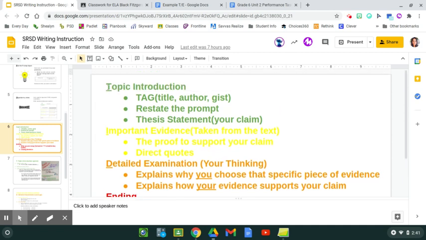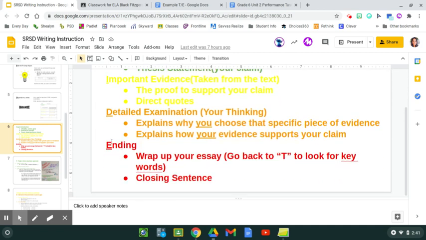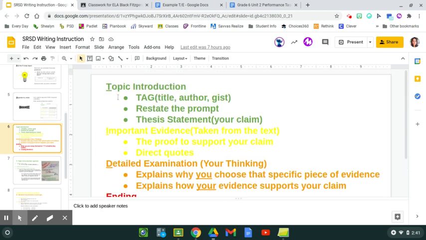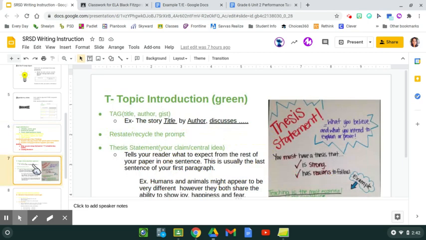Today you're going to be learning about the T and the E of TIDE. So let's look at what the T is, topic introduction. Topic introduction is green. In your topic introduction, you need to have the tag. Tag stands for the title, author, and gist, so what the text is about.